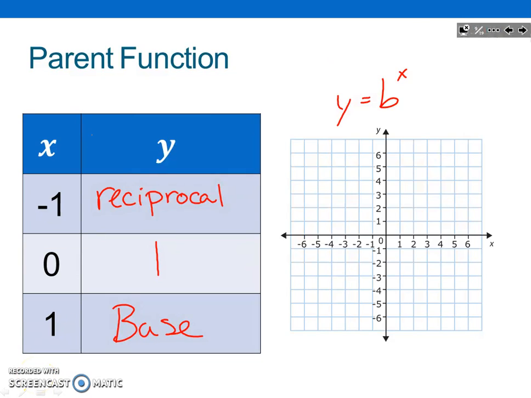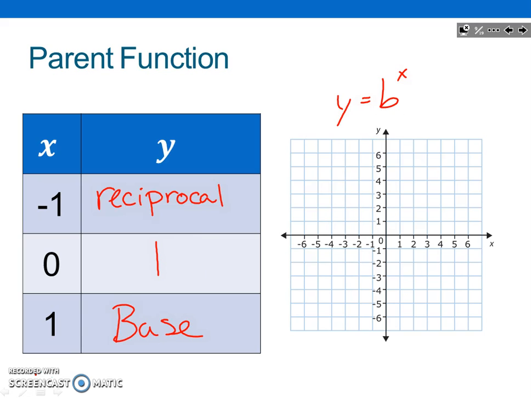Okay, so just reiterating what we were saying on our last video here. We've got our parent function up here. It's y equals b to the x, where b is our base. Now, my x values that I'm going to use are -1, 0, and 1. I have to have those three values every time you graph your parent function. Okay? 0 is paired with 1.